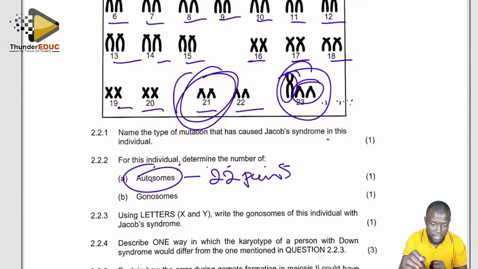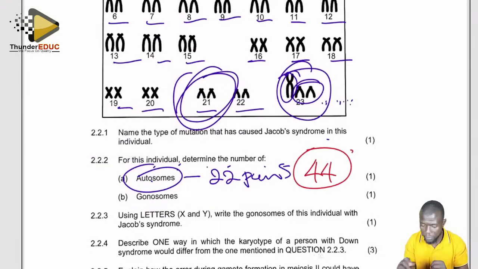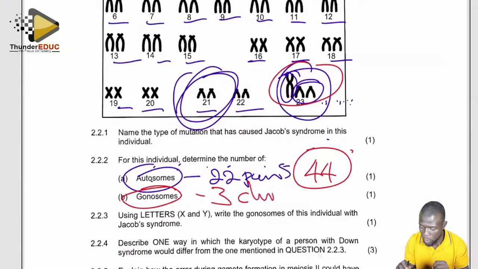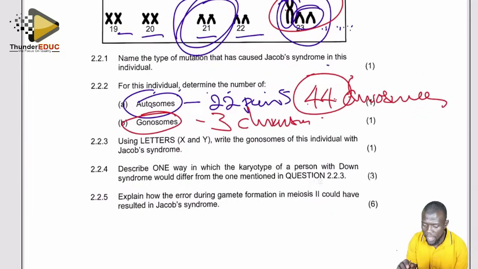Or I can say they are 44. Then gonosomes, we see them, there are 3 chromosomes. I can't say 3 pairs because they are just 3. 1, 2, 3. So these are 44 chromosomes, not pairs. Yeah, 22 pairs of chromosomes or 44 chromosomes. Use letters X and Y. Write the gonosome of this individual with Jacob's syndrome.